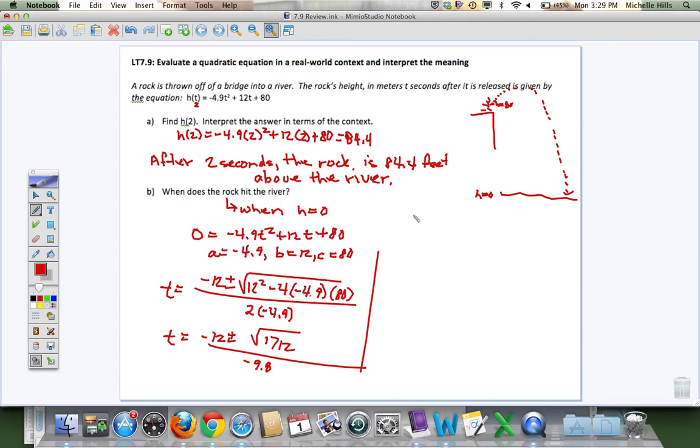So to find my solutions, I would expect to see two different solutions. One back here that's negative, and one that's over here that's positive that I'm interested in. t equals negative 12 minus the square root of 1712 over negative 9.8. When I solve that, I get t is 5.45 seconds. Since this is a word problem, I can figure out which one is going to give me the positive answer.